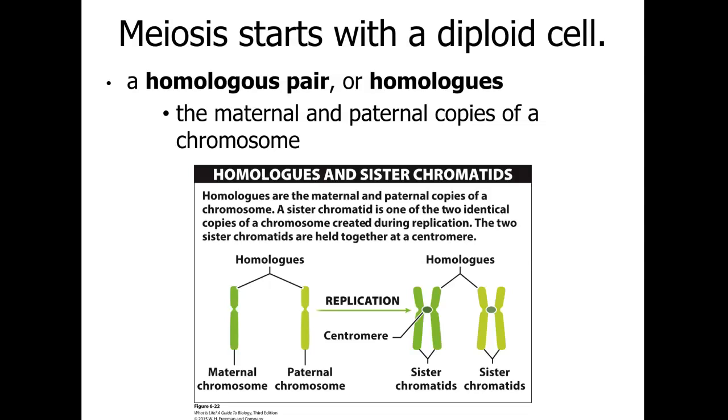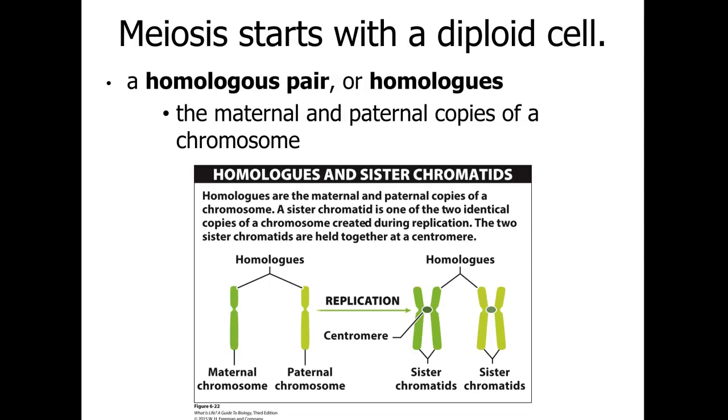So it's going to start, like we said, with a diploid cell. That means it's going to have 46 total chromosomes, or it might say 23 sets. So be careful, look at the wording. A homologous pair is what these are going to be called, or they could also be called homologues. So the maternal and paternal copies of a chromosome. So looking here, let's just say this could be chromosome 1. You have a maternal copy, which is the darker green, and you have the paternal copy, which is going to be the lighter green. And so this is going to be one from each parent.